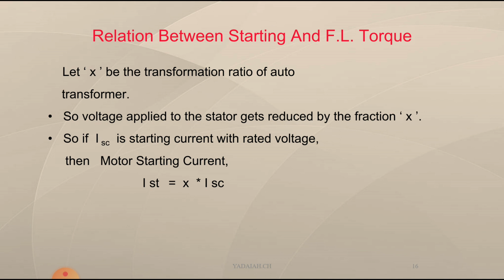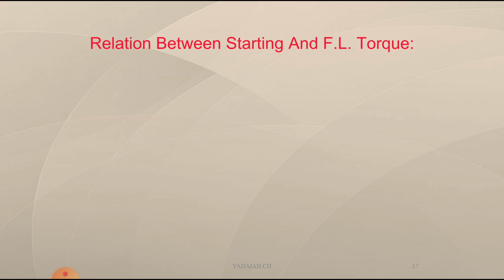So if ISC is the starting current with the rated voltage, that is 400 volts, then the motor starting current is equal to I starting equals X into ISC. Okay, so ISC is the starting current with the rated voltage of 400 volts. So at that condition, we can derive the starting torque by full load torque equations also.